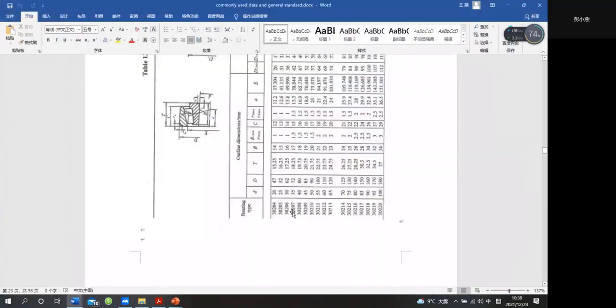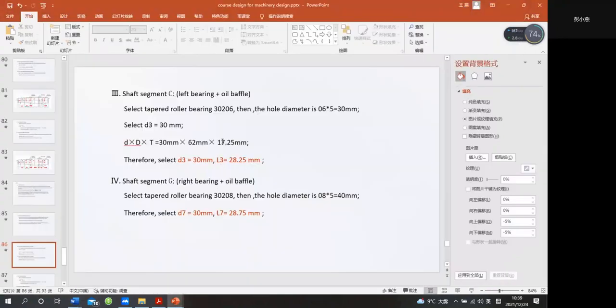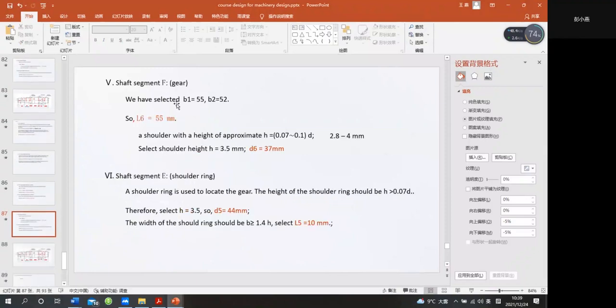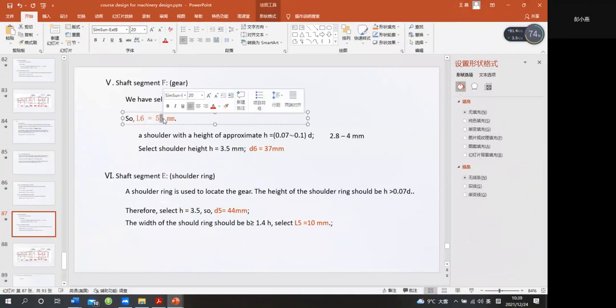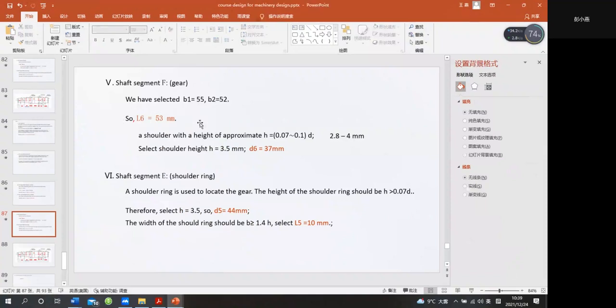So the width for this series is 80.25, and this length should change to 80.25 millimeter. Okay, and this is for segment C and segment G, and then you can choose this a little smaller than B1, okay?